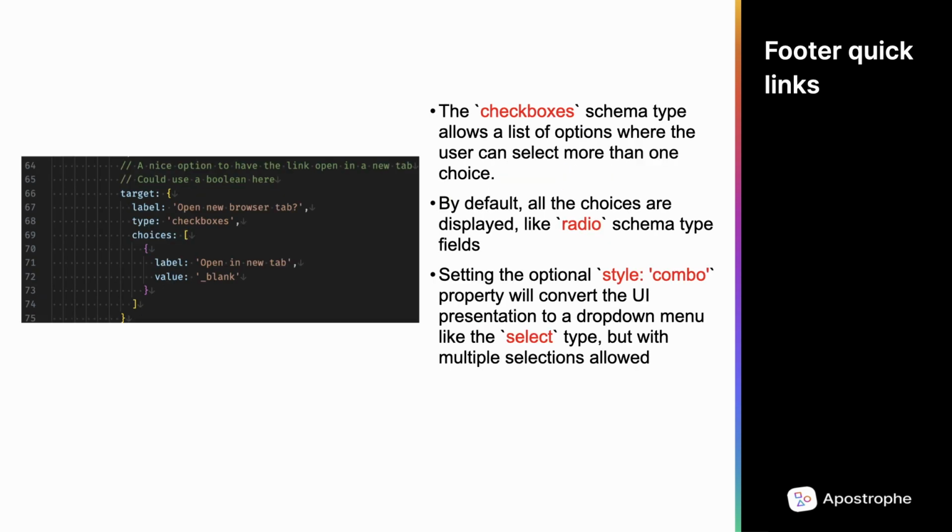Finally, we'll use one additional new schema field, the checkboxes field. This allows for a list of choices where the user can select more than one. By default, all of the choices will be displayed to the user like a radio schema field.